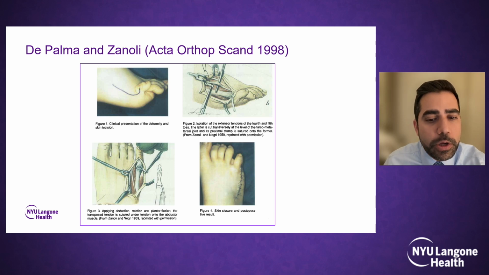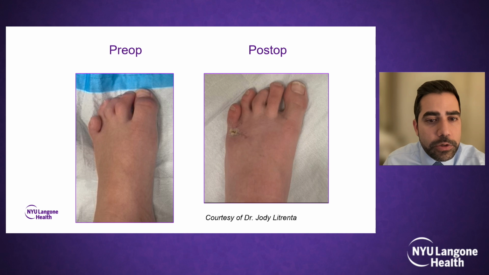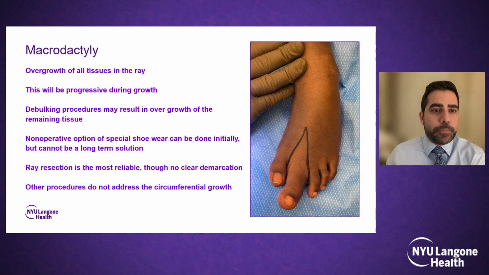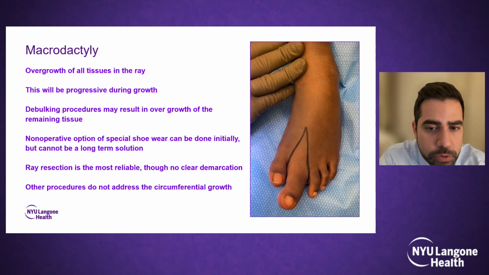Butler is certainly the more commonly performed procedure, and here's a post-op example of a patient courtesy of Dr. Latrenta. So macrodactyly is quite interesting. It's a difficult condition to manage. It's overgrowth of all of the tissues, the vessels, the subcutaneous fat, the skin, bone, everything is overgrown, and it's progressive during growth. So attempts at debulking can be performed.